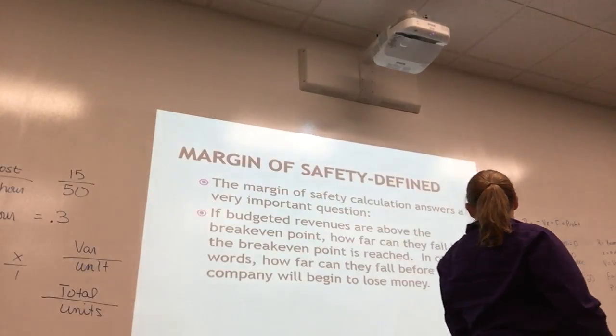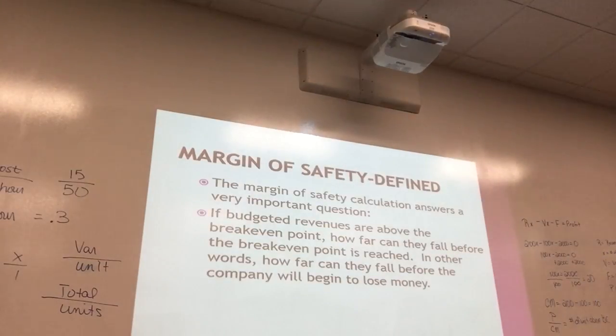If budgeted revenues are above the break-even point, how far can they fall before the break-even point is hit? So basically, you have a projection. Say, I'm going to sell $100,000 worth of product. Say something happens in the economy or something happens to my product, how much can I lose in regards to the amount of income coming in that is okay until I hit my break-even point?